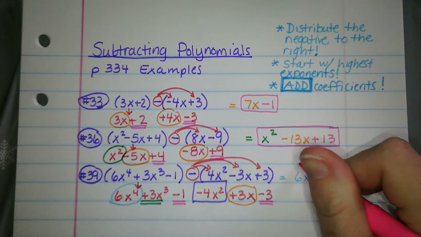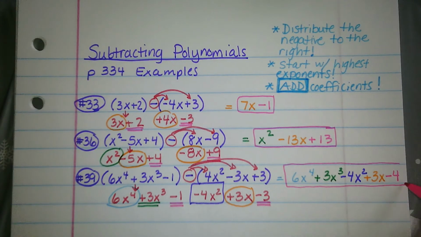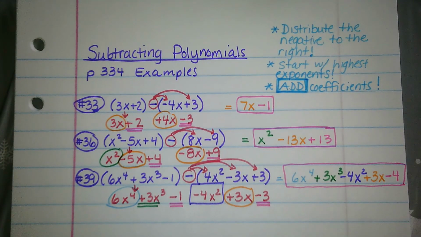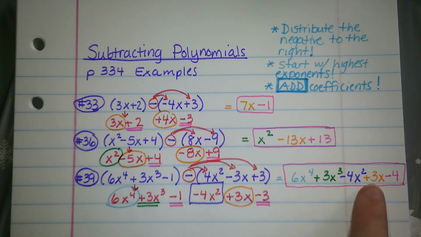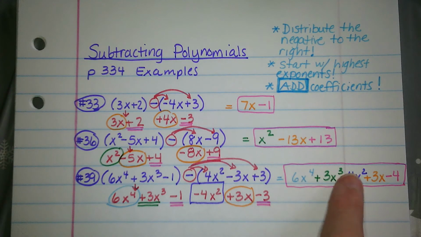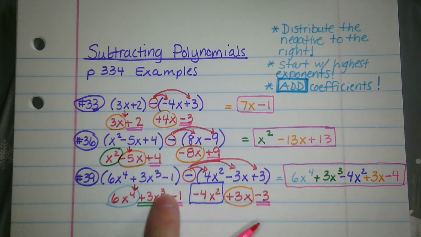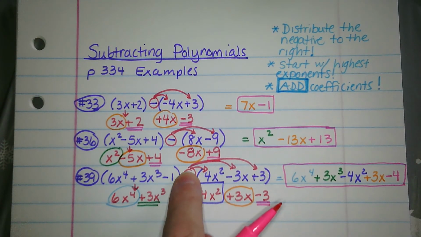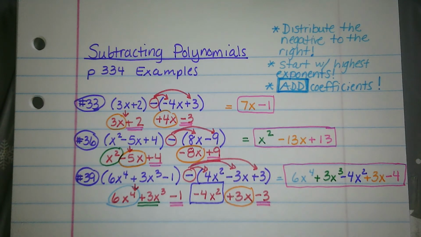So our final answer for number 39 is 4x to the fourth plus 3x to the third minus 4x squared plus 3x minus 4. That's our final answer in standard form, which is descending order, and all of our like terms are combined. Our negative was distributed, which means our subtraction turned to an addition. On the next slide, you're going to be asked to try these, and then you'll be ready to do your homework for the week.